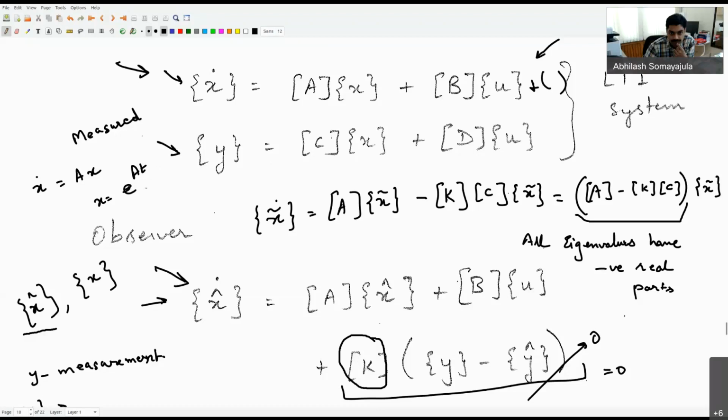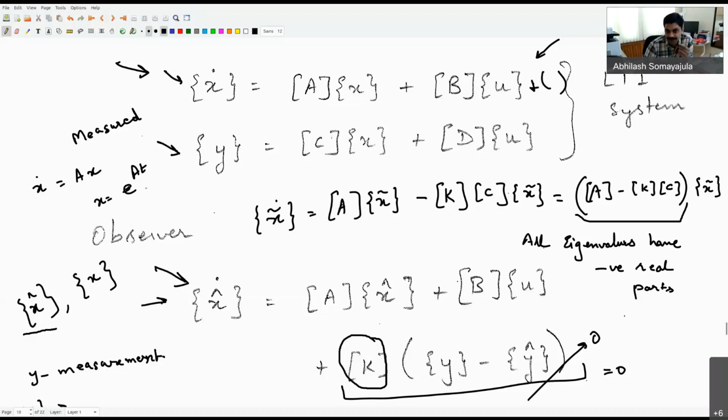Sir, is it like a Hurwitz matrix? Yeah, Hurwitz matrix is slightly different to my knowledge. If the matrix is Hurwitz, then it's invertible also. Yeah, that is right. The matrix is Hurwitz means all its eigenvalues have negative real parts. So this is asymptotically stable. Then yes, the error is asymptotically stable, decaying back to 0.